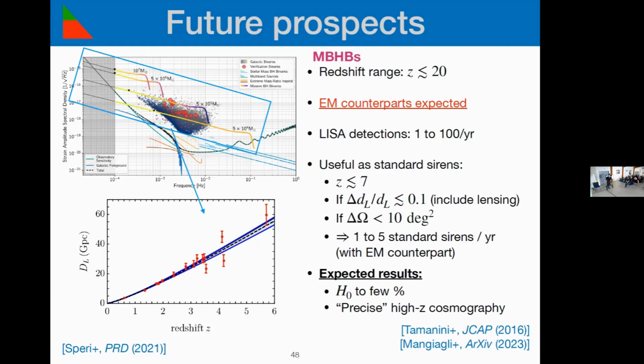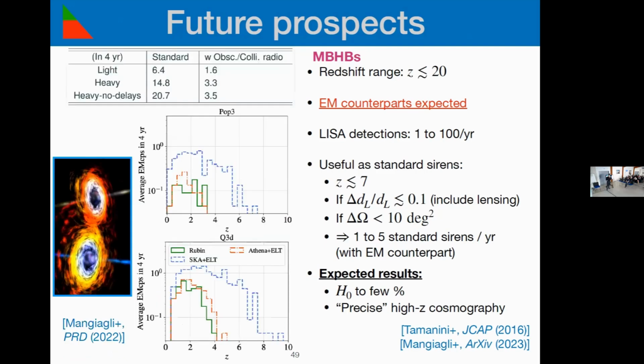With this, we can do precise high redshift cosmology. These are the numbers that we get in this paper. I said this is more realistic, this is a bit optimistic. And you can see we can detect them up to redshift 3, let's say. It's really interesting, depending on the population of the massive black holes.